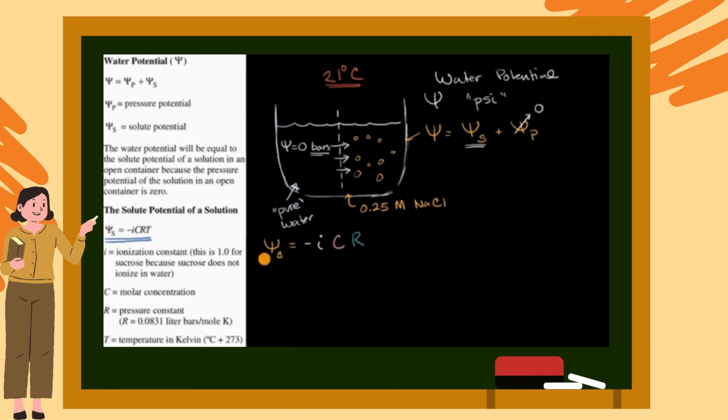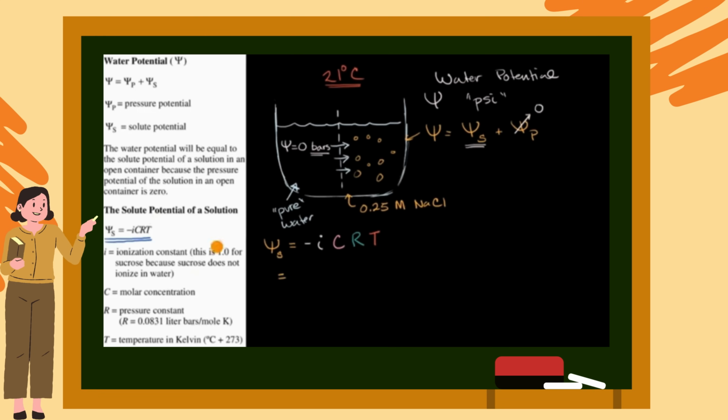Now they are calling it the pressure constant in this concept, but it's actually the same R that we will see in the ideal gas law, times the temperature in Kelvin. So times T. So first let's start with I. Let me write this down.